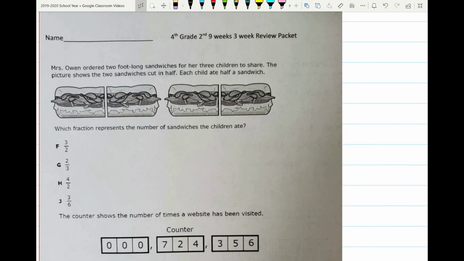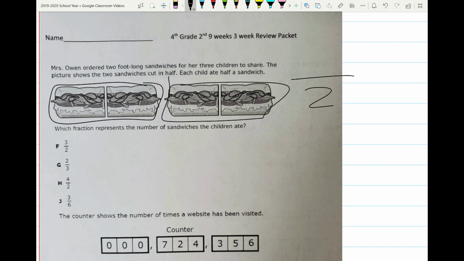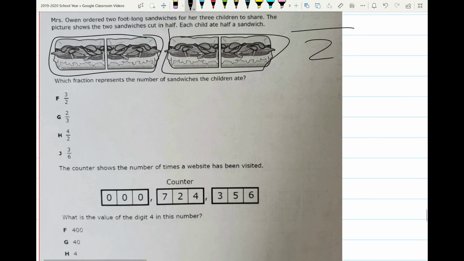With this one, you're going to be counting how many sandwiches do I have in total, which is 2. 2 sandwiches is going to be my denominator.